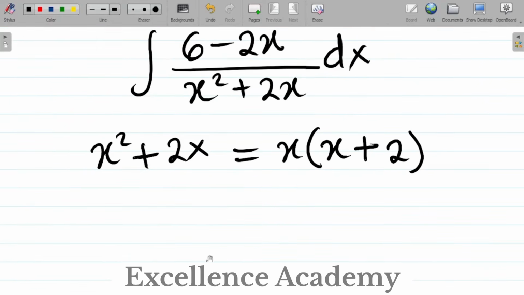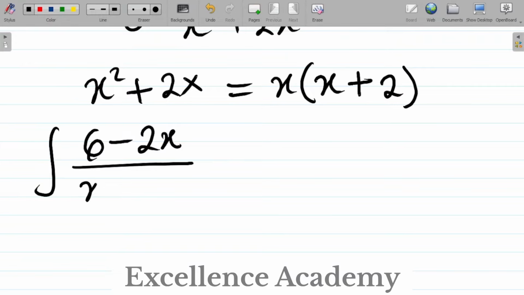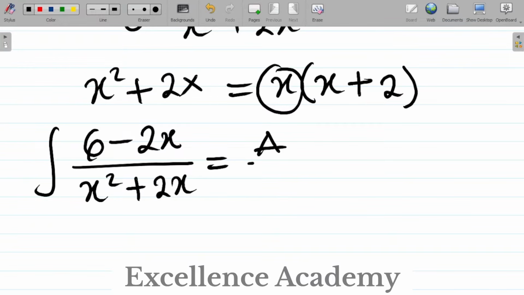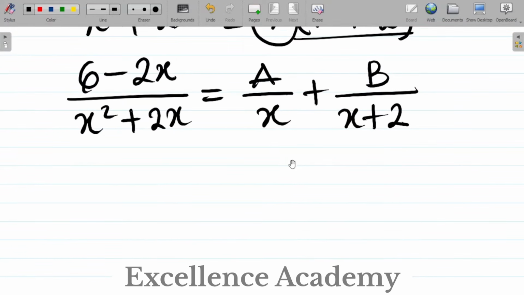From here, the form will be that the integral of 6 minus 2x all over x squared plus 2x is equal to a all over x plus b all over x plus 2. For now, let's leave out the integral sign. We just want to get this in partial fraction. So from here, what do we do? Let's multiply by the denominator.